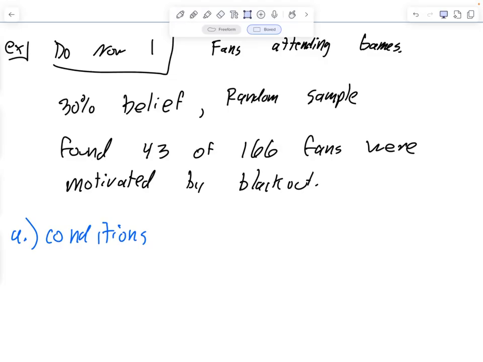0.3. If it was 3%, what would the decimal be? She's asking you, not me. If it was 3%, 3% would be what as a decimal? 0.03. Pretty good. And so it's 0.30 on this problem. Beautiful.